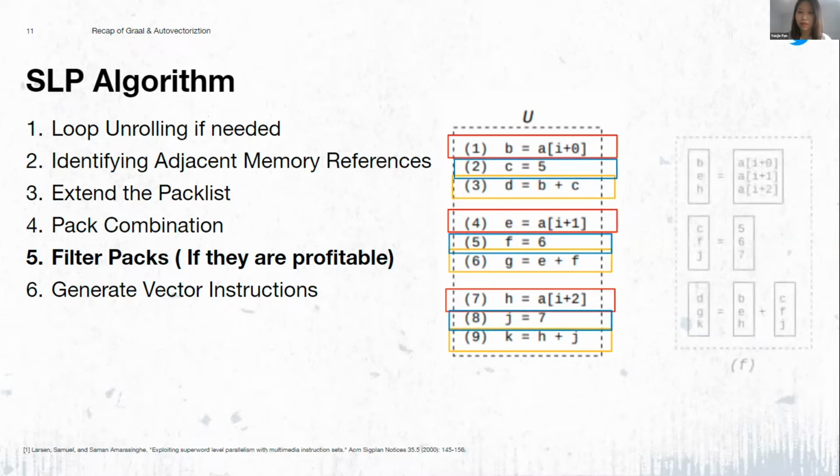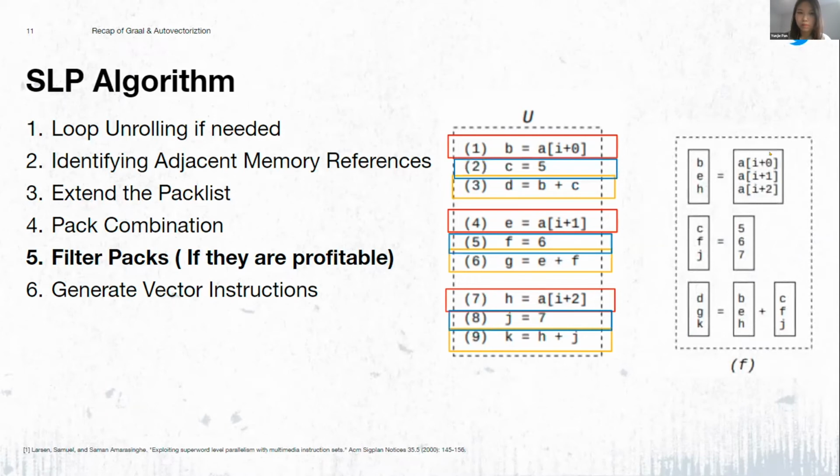After we have combined those into three packs, in the next step we filter the packs to find out whether they are profitable or not. If we find that it is profitable to transform from the scalar version to vector instructions, we generate the vector instructions and then turn them into machine code.